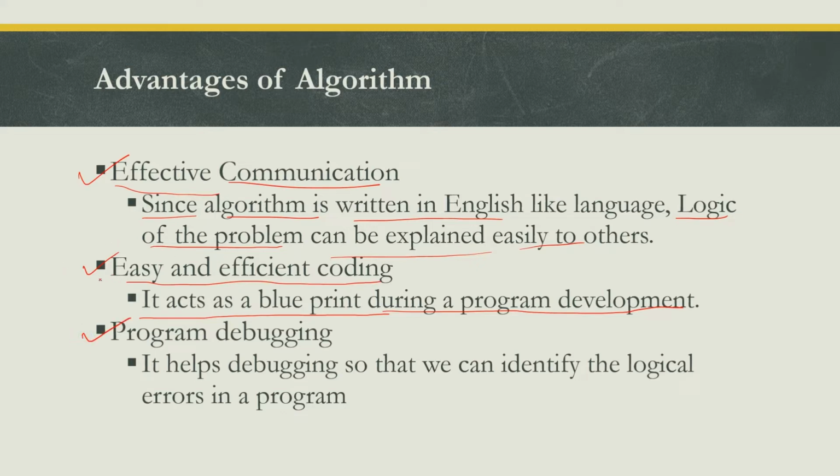Then third is program debugging. It helps debugging so that we can identify the logical errors in a program. So these are the three advantages of algorithm: effective communication, easy and efficient coding, and the third one is program debugging.